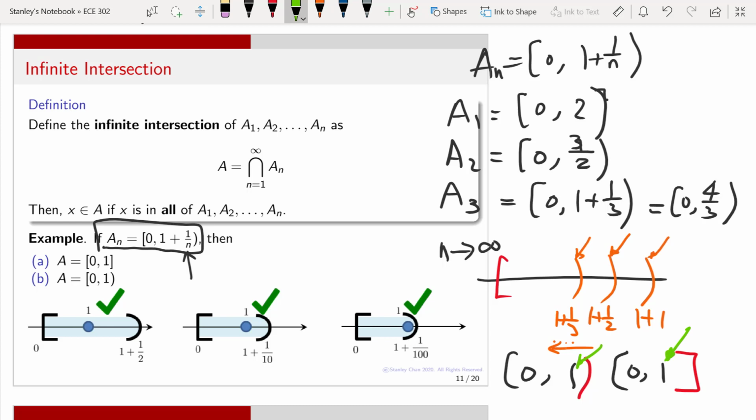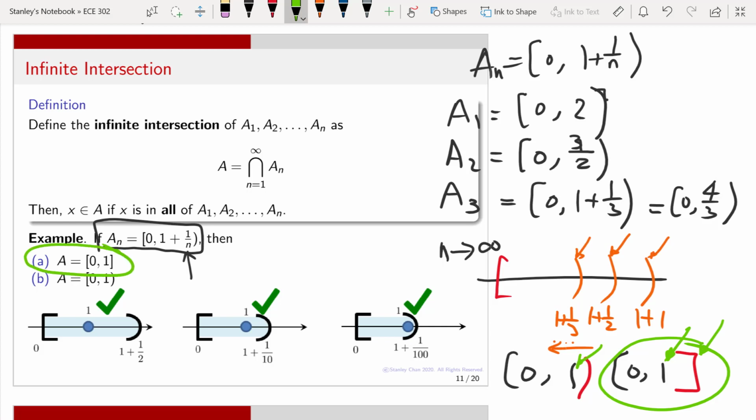And you can see in this illustration, in any of these An, this 1 is always included. Okay, so this is for n equals 2, n equals 10, n equals 100. 1 is inside these sequence of sets. They're always inside. Okay, and therefore, since 1 is always included, then you have to go with this case. Because 1 is included in this limiting object A, and therefore the answer to this problem is this.